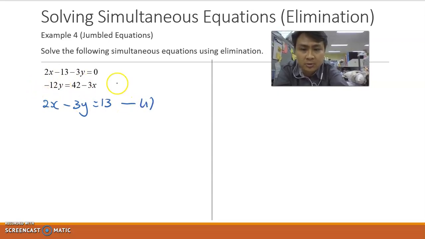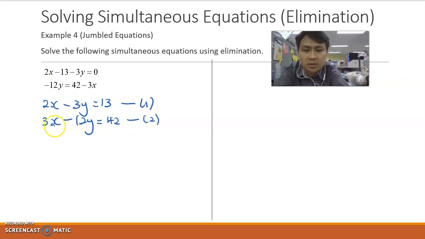We continue with this. I need to rearrange this in x, y equals a number as well. So negative 3x, I'll bring it over. Negative 3x brought over becomes positive 3x. Minus 12y equals 42. This will be my equation 2.